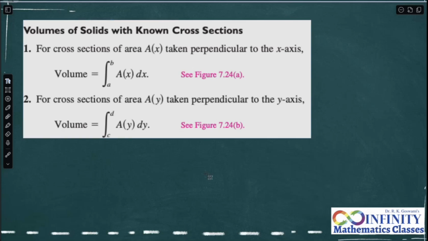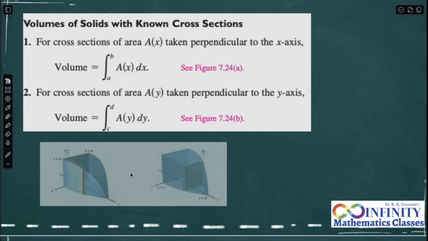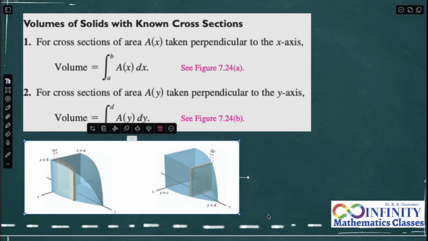And what is the cross section area? Let me help you. One more thing here: either you will take a cross section perpendicular to the x-axis or perpendicular to the y-axis. I'm just asking you one question. Suppose you have a boiled egg. You may consider the shape of the boiled egg is like an ellipse, something related to an ellipse.